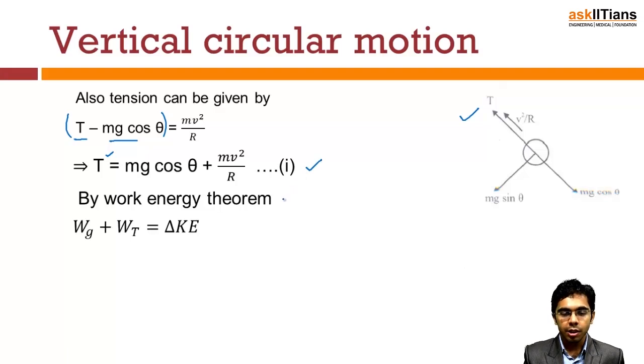Now by the work energy theorem, what do we have? The net work is equal to the change in kinetic energy. As we can see from the figure, only two forces are acting, the tension force and the mg force. So the net work done equals work done by gravity plus work done by the tension, and this equals the change in kinetic energy.